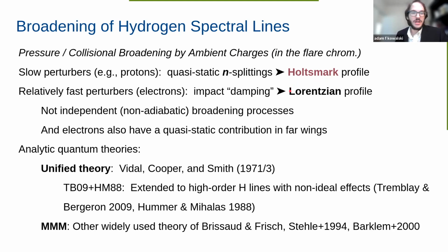Electrons further are really, really difficult because they don't just generate impact broadening, they also have a quasi-static component way out into the far wings. So there are a couple of theories that have been developed over many decades that self-consistently treat the electrons and protons. The one I'll talk about today is the unified theory, which was developed in the 70s, but is the current state-of-the-art theory in white dwarf atmospheres, Tremblay and Bergeron, 2009.